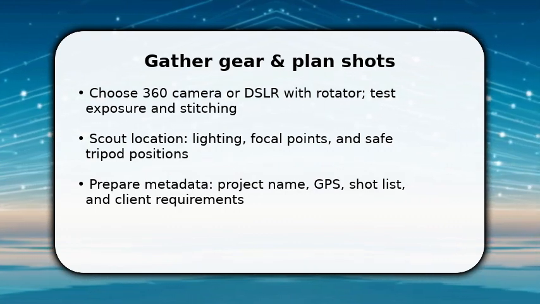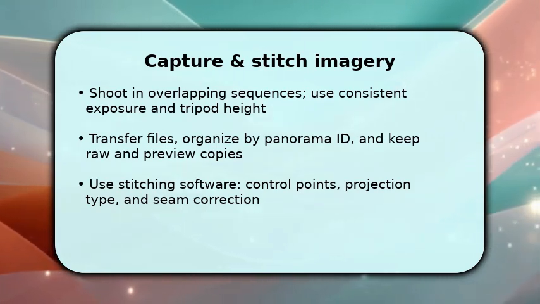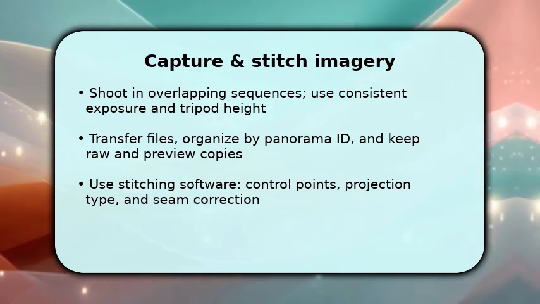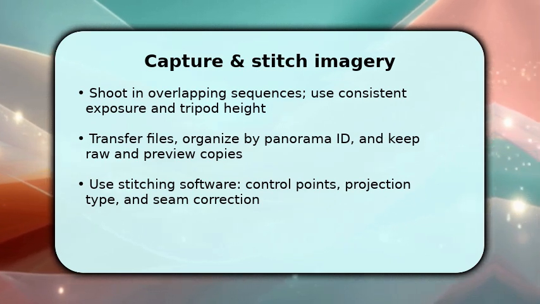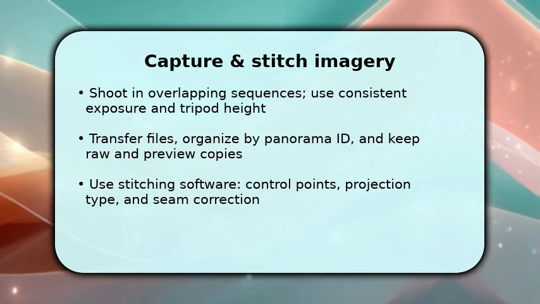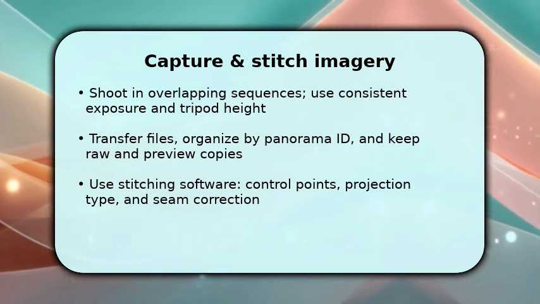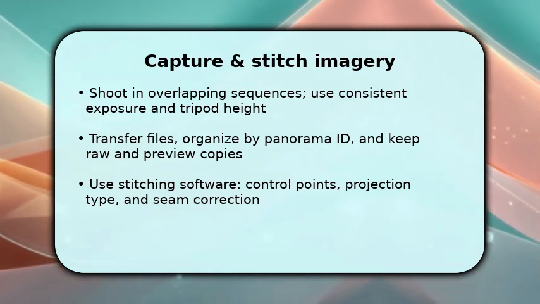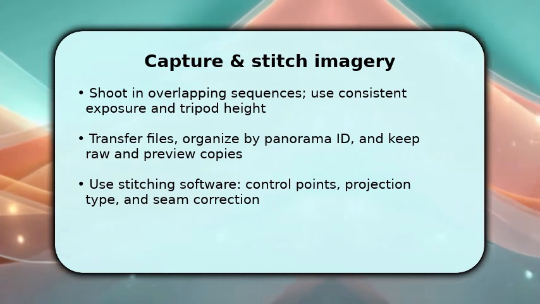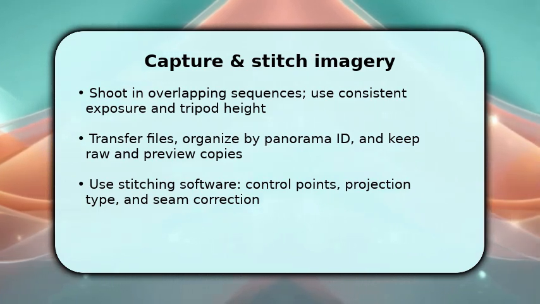You continue by capturing full sets and then stitching them into panoramas. Shoot each position with sufficient overlap and consistent camera height, vary bracketed exposures only if needed for HDR. Transfer files into organized folders named by Pano ID and keep raw originals. In your stitching app, align control points, choose the correct projection, and fix visible seams and ghosting. Make sure to check the horizon and verticals. These adjustments make your panoramas feel stable and natural before you export.